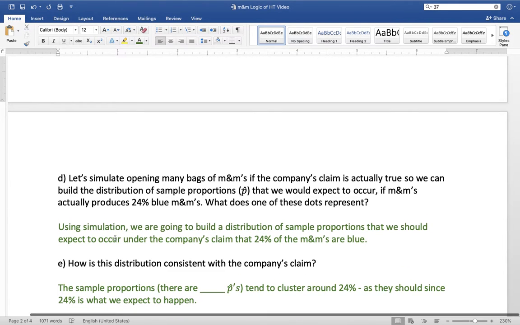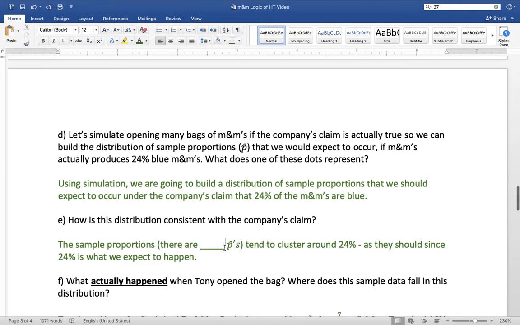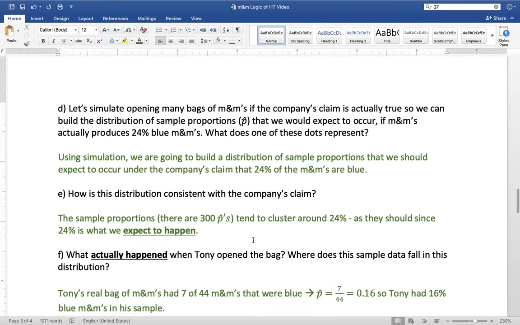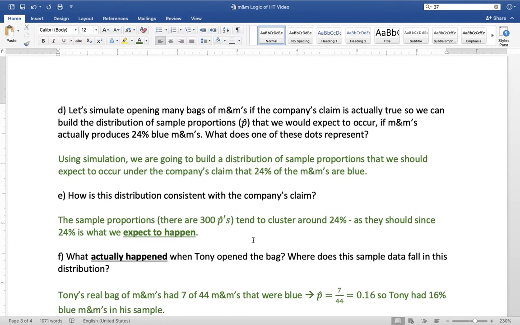So we built that distribution. It says, how is this distribution consistent with the company's claim? So I put on there 300 sample proportions. Like I mentioned, they tend to cluster around the 24% as they should because that is what we expect to happen. Okay, so we have this distribution of what we expect to happen when we open 300 bags of M&Ms. We have a distribution of the proportions of blue M&Ms in the samples, and we did 300 samples. So we have a pretty good idea now of what we should expect to occur.